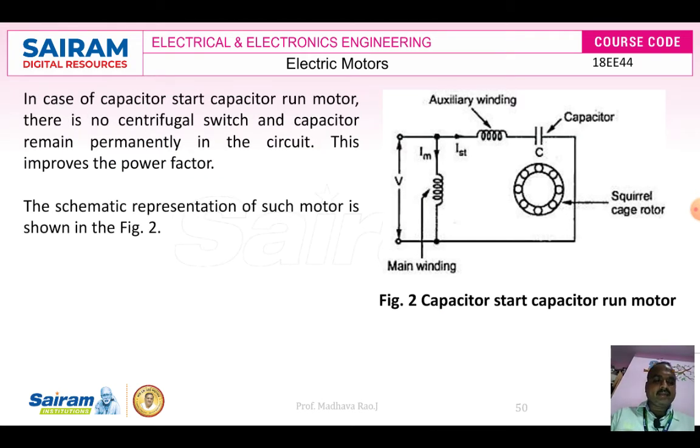Here we can see the diagram without a centrifugal switch. This type of motor is called a capacitor start and capacitor run motor. In this type of motor there is no centrifugal switch. The capacitor is permanently connected in the circuit, so we are not able to remove it. There is no switch, so we cannot remove the capacitor in this type of connection. The schematic diagram you can see in this figure.